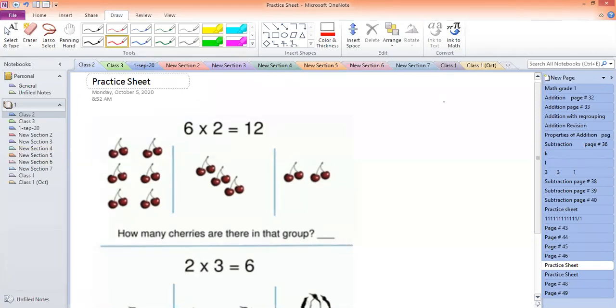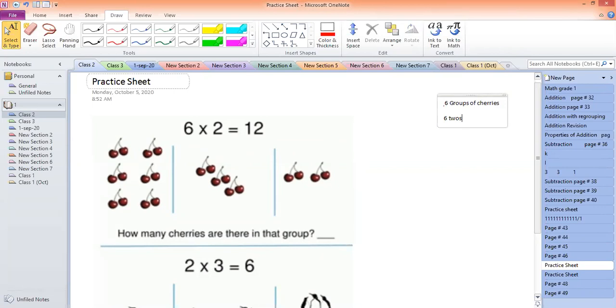So I can write it. 6 groups of cherries. There are 6 groups of cherries. And how many cherries are there in each group? There are 2 cherries in the group. So I can say there are 6 twos.